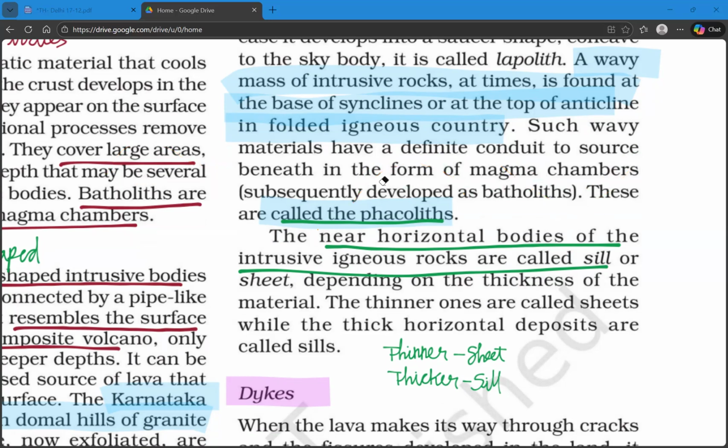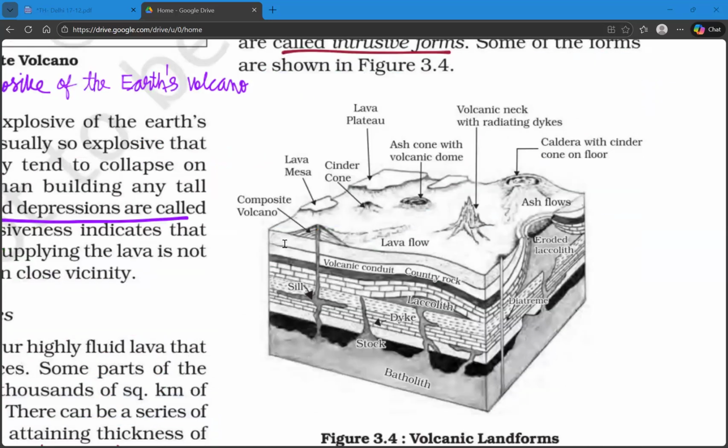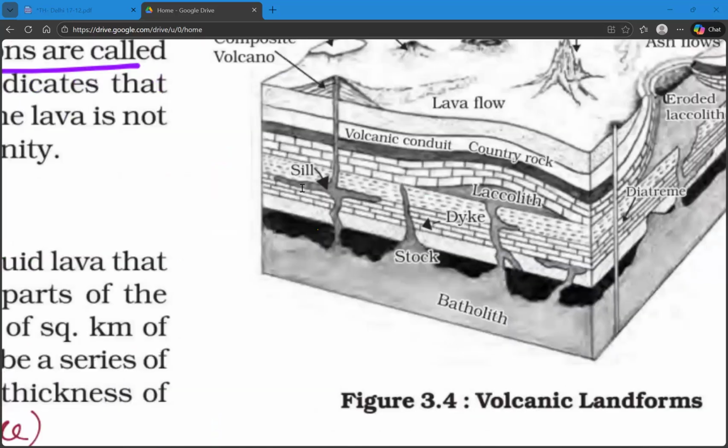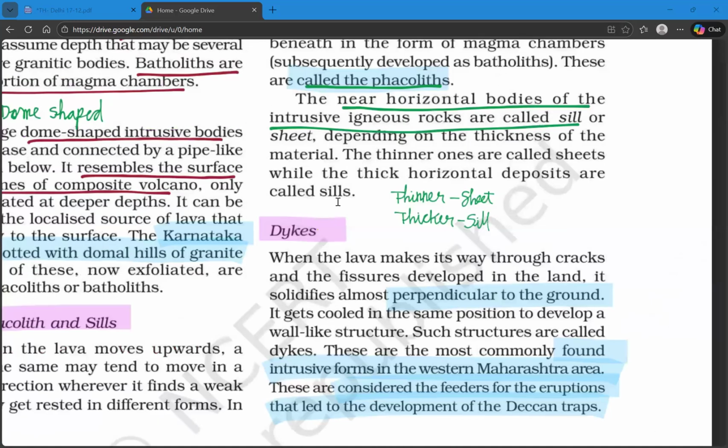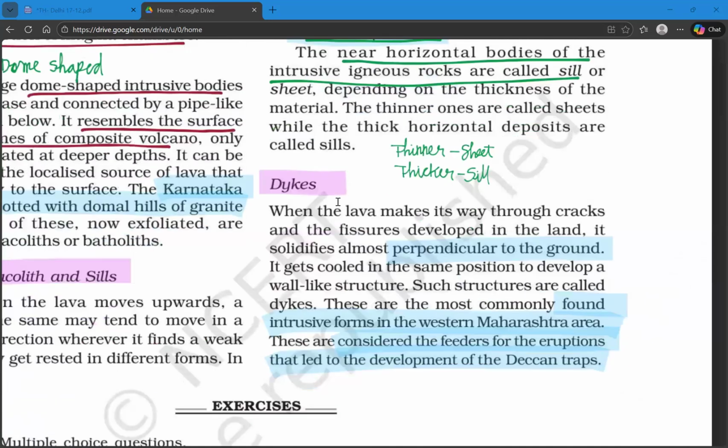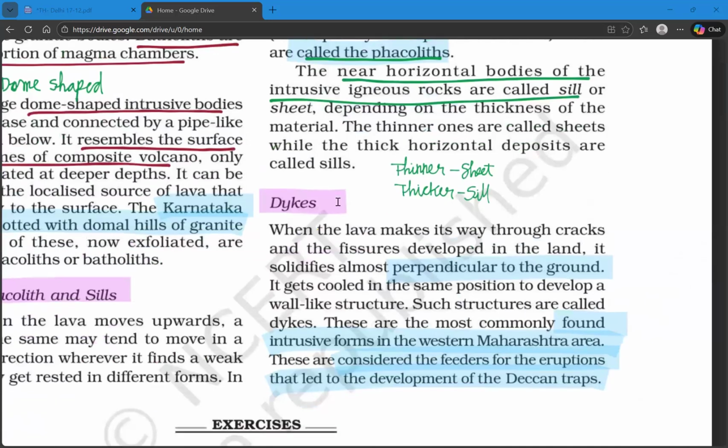Let's see what they are. Here, if we see, this is the horizontal part. If it is a vertical part, then we have another name called dike. But if it is horizontal, we call it either sill or sheet. So these are the horizontal chambers. And then the last one is dikes.